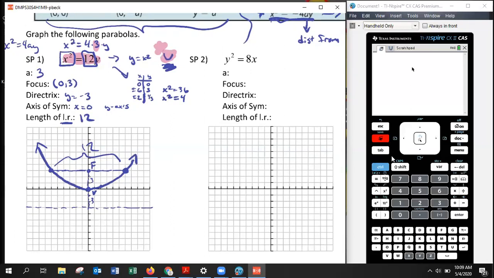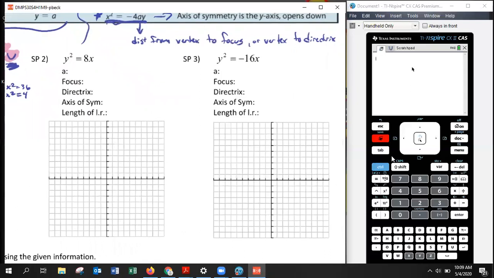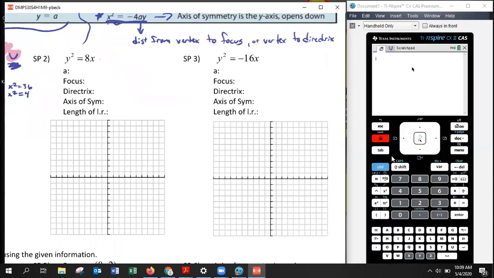So let's move on and say, how do I want you to efficiently graph these problems? So first, I want you to look at the orientation and say, because this is y squared, this is going to open either to the left or to the right. The fact that this is a positive value means it's going to open to the right. What is my a value? If I break this up into 4 times 2 times x, that means my a value is going to be 2. And that's because this is represented in that way.